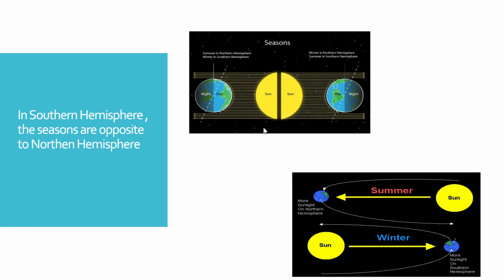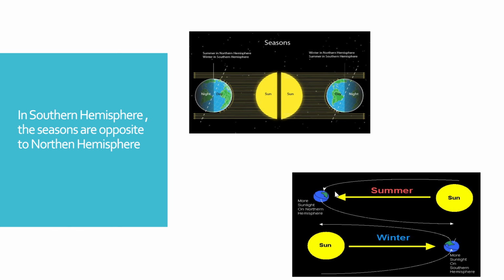So the seasons in the northern hemisphere are just opposite to the southern hemisphere. Suppose the southern hemisphere is having winter, the northern hemisphere will have summer. Again, when the position changes, when the southern hemisphere is receiving direct sun rays and they are experiencing summer season, the northern hemisphere will have winter season.